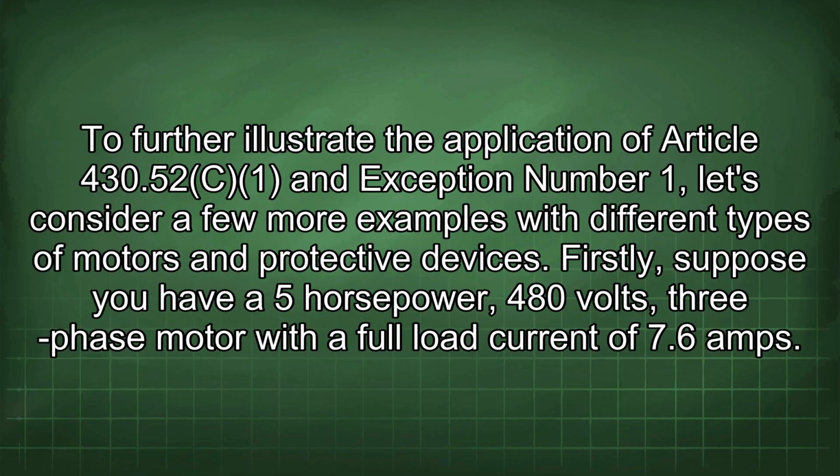To further illustrate the application of Article 430.52 exception number 1, let's consider a few more examples with different types of motors and protective devices. Firstly, suppose you have a 5 horsepower, 480 volts, 3-phase motor with a full load current of 7.6 amps.